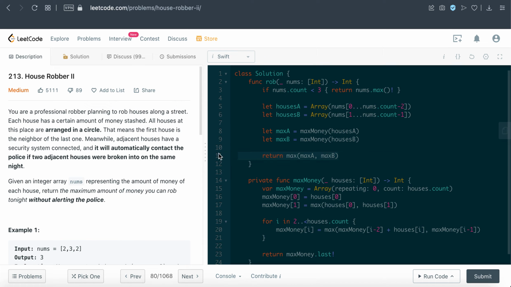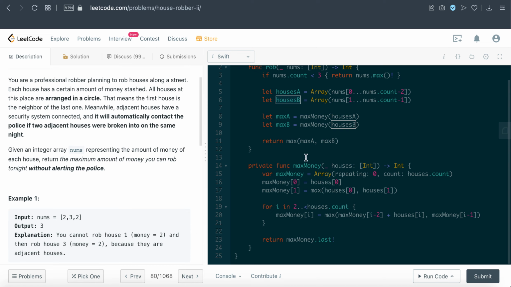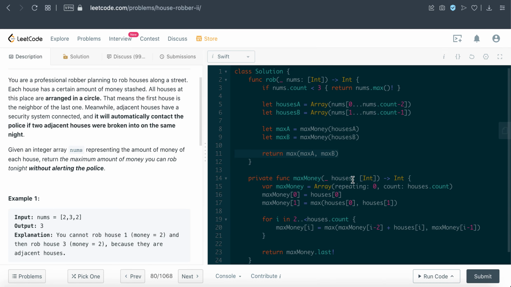So this solution here should avoid the scenario of getting caught on the first and last house, because we break the houses into two options. We ignore the last house in houses A, we ignore the first house in houses B, and then we just compute the maximum based on the houses sets, houses A and houses B, and that will tell us the maximum amount of money. Then we'll just return the maximum given what we have computed. So that should be it. That should be the solution.